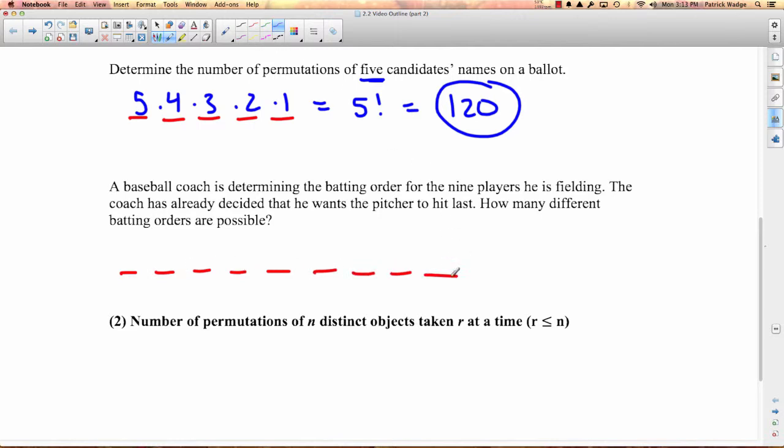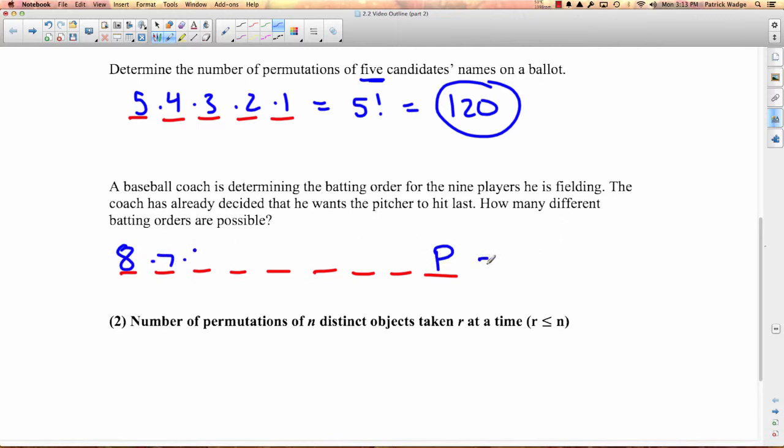You already know that the pitcher is going here. I'll put a P for pitcher. So how many more people do you have to place? You have 8 more people to place. How many possible names could go in the first spot? 8. Can't have the pitcher's name. He goes here. So 8 times 7 times 6.